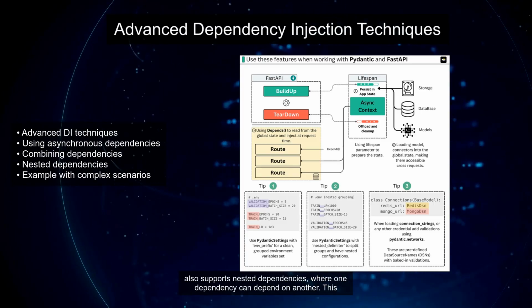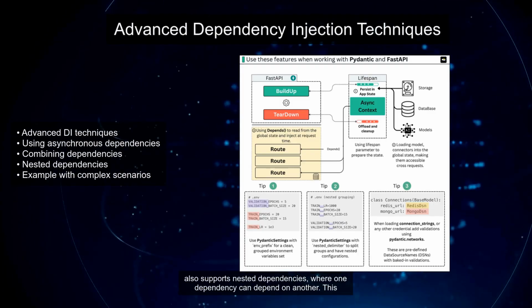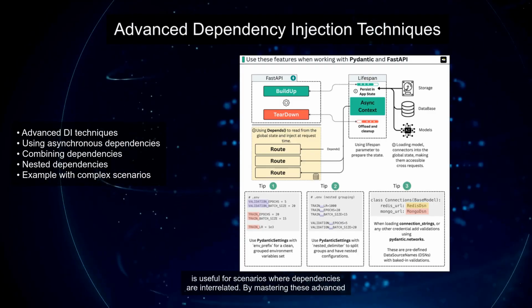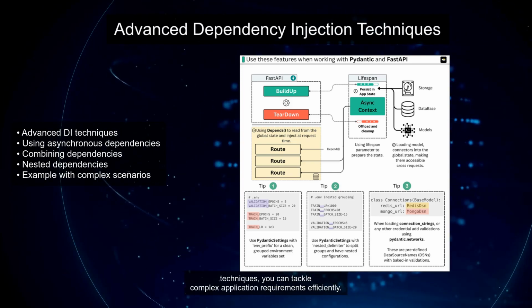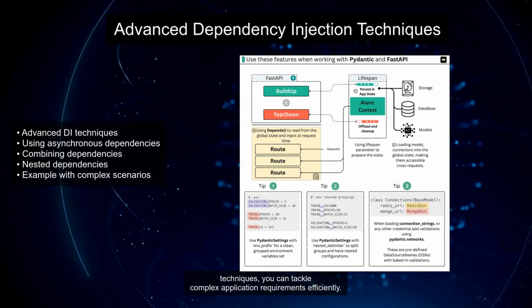FastAPI also supports nested dependencies, where one dependency can depend on another. This is useful for scenarios where dependencies are interrelated. By mastering these advanced techniques, you can tackle complex application requirements efficiently.